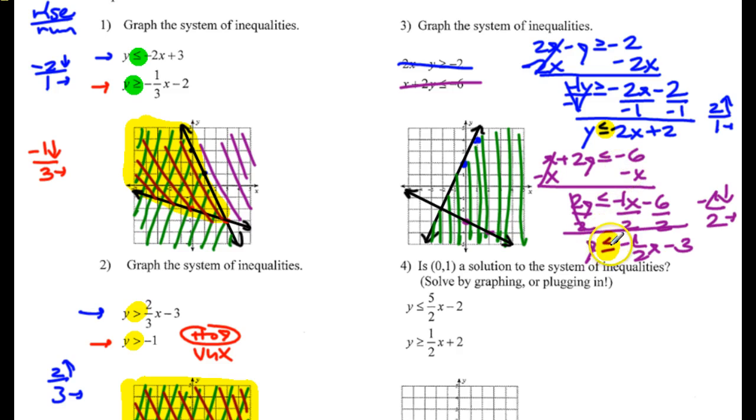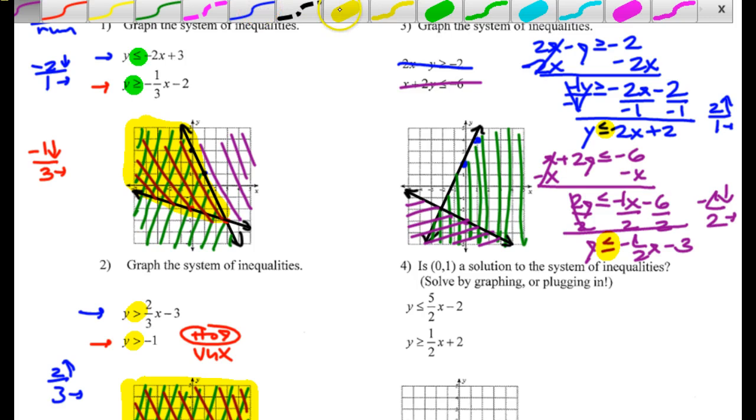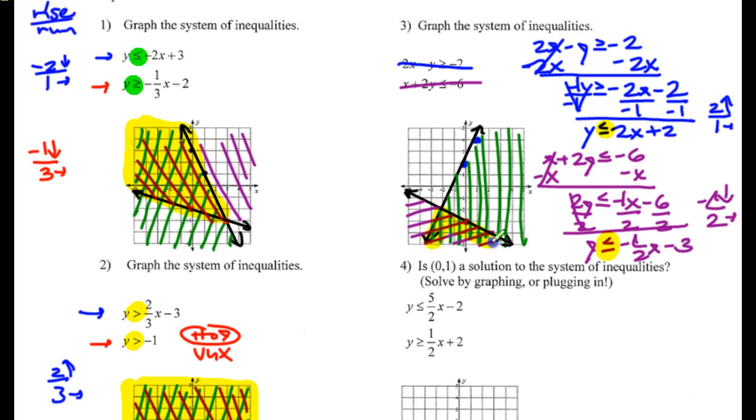Less than, so we're going to color under. Notice they're both less than. That's fine. It just means we're going to color under both of them. So I'm going to focus just on this line and color everything under it. Everything under it. So now I can see the final answer is this section.